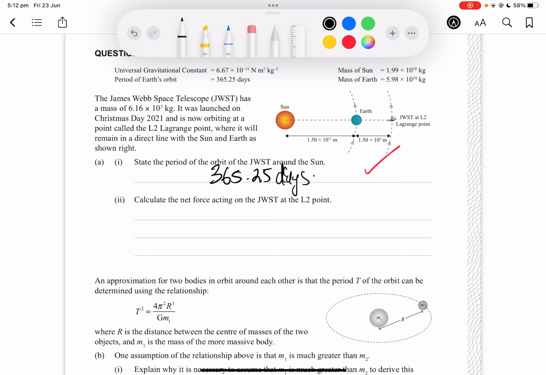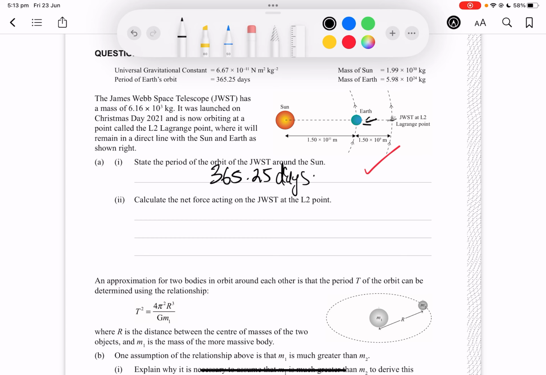So we want to calculate the net force acting on the JWST at the L2 point. At the L2 point, there are going to be two forces acting on it which we might want to consider. Obviously, in the real case there might be many other celestial bodies around, but in terms of what we have here, we have the Sun and the Earth in a direct line, and we know there's going to be a gravitational attraction force of the Earth on the telescope and of the Sun on the telescope that are acting in the same direction. So there's going to be some F attraction to the Earth here.